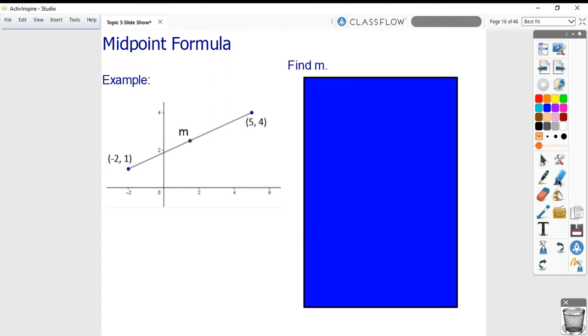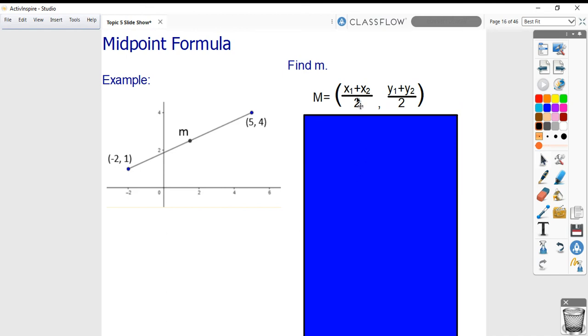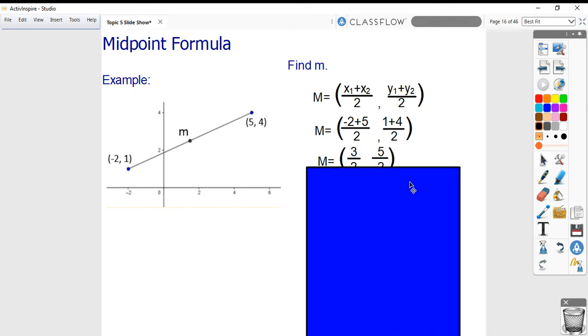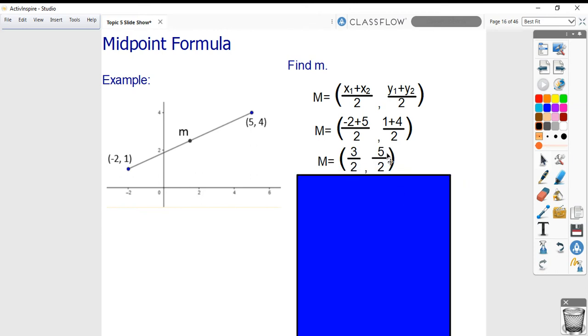Okay, find M. This is the same as we were just talking about. M, that's the midpoint. This midpoint right here, M, the midpoint of that line segment. So we are using that same formula where we find the average of the two x values, we find the average of the two y values, and what that does is it gives us the middle ground for our x's and y's, which is going to be the middle ground of that whole entire line segment. All right, we plug in the x values, we get -2 plus 5. Plug in the y values, we get 1 plus 4. When we simplify all that down, we get 3 over 2 and 5 over 2.